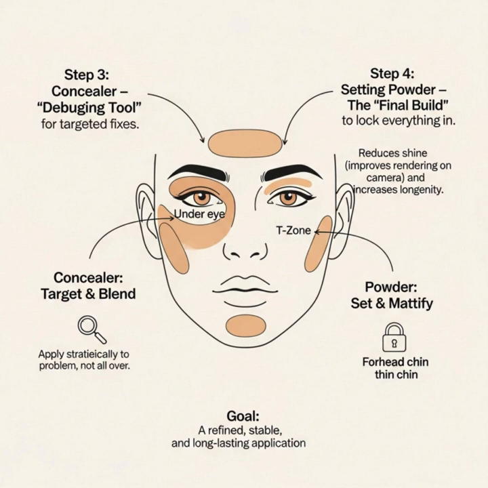Once the base is perfected, it's time to compile and deploy. This is where setting powder comes in. Powder locks in the liquid and cream products, foundation and concealer, much like a final build process compiles your code. It prevents them from shifting, reduces shine for a matte, camera-friendly finish, and significantly increases the application's lifespan throughout a long workday. A light dusting with a brush is all that's required to set your work.